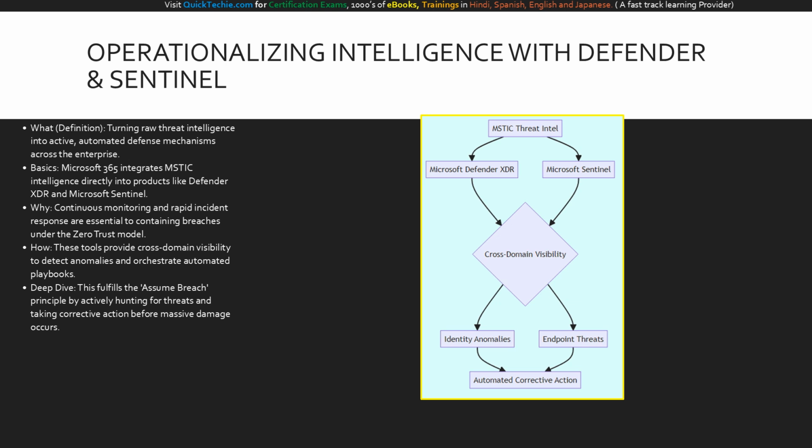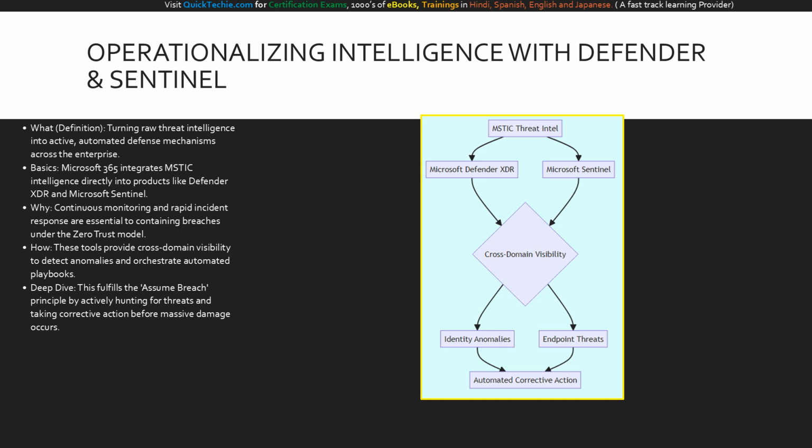These tools work together to provide complete visibility across your endpoints, identities, and network traffic. By doing so, they operationalize the assume breach principle. They allow your organization to identify anomalies and take automated, corrective action before significant damage occurs, leveraging cloud scale to outpace human adversaries. This diagram showcases the operational architecture.